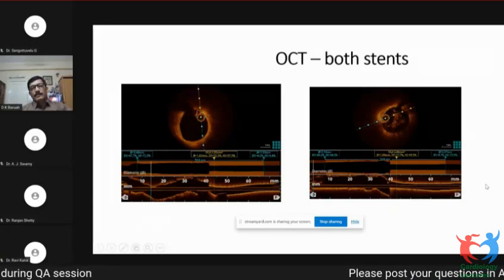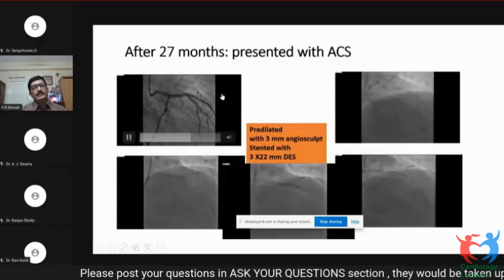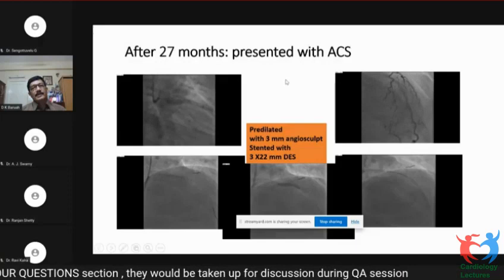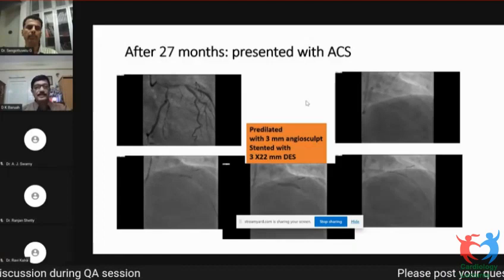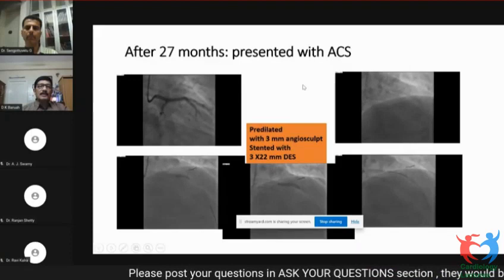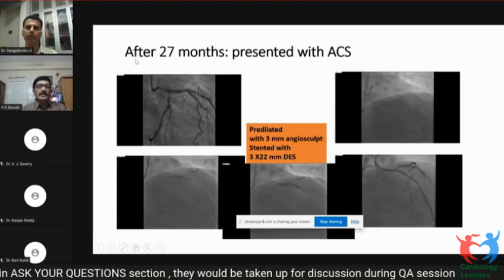This gentleman, actually, he was well for 2 years. He was on follow-up. We did treadmill also. Usually I do treadmill at least every 6 months or 1 year in all my cases. His treadmill was normal. He came a little later, after 6 months from the last follow-up. At the end of 27 months, he came with acute coronary syndrome.